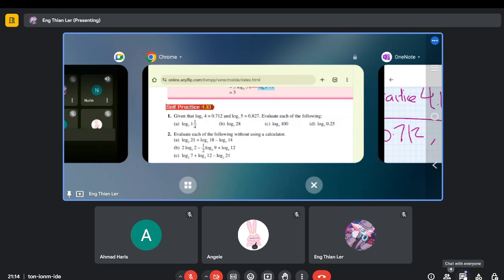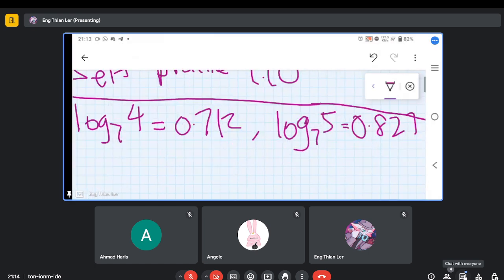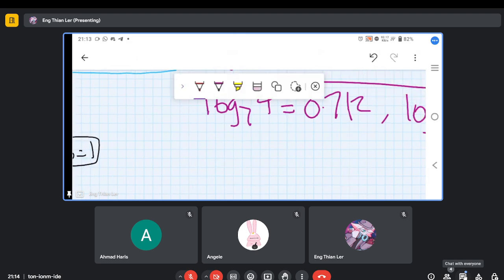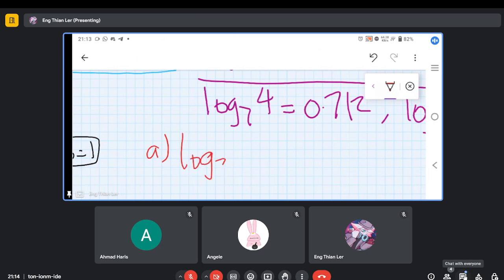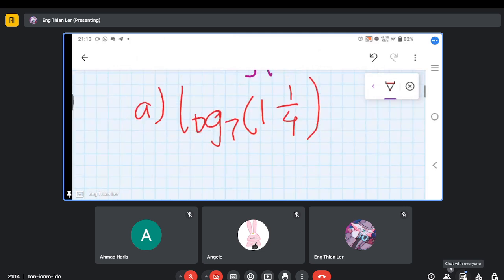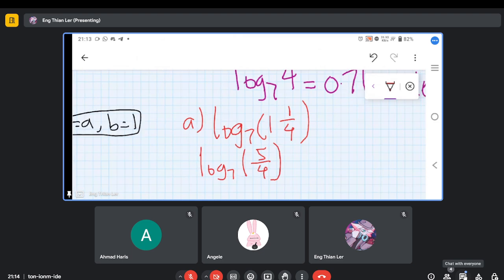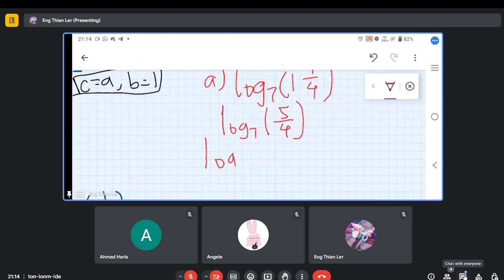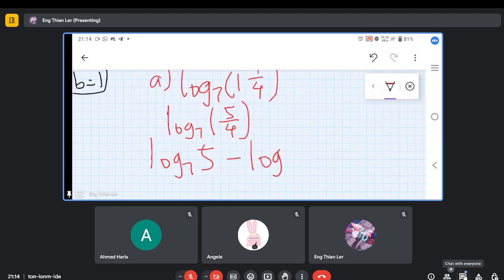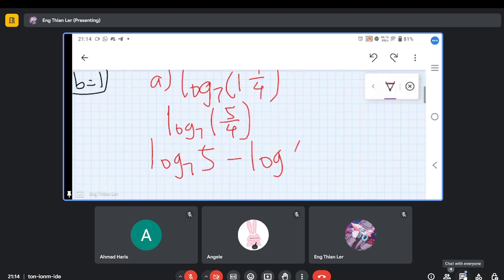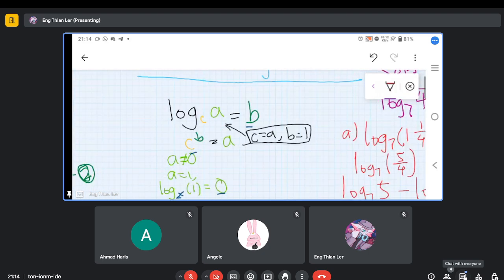Okay, so now we're going to do the one with log 5 over 4. Look at this. We can just rewrite this into a fraction, like a compound fraction, as log 5 over 4, right? And then we can write this as log 5 base 7 minus log 4 base 7. Why can we do this? Because of the law of logarithm.